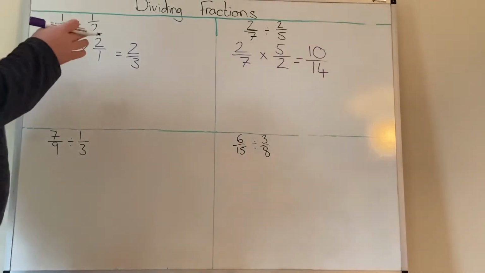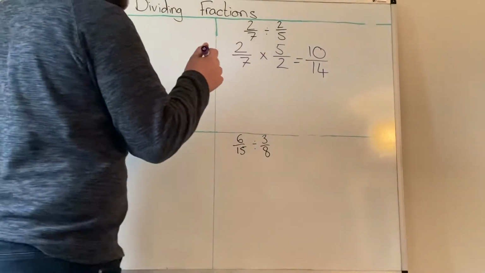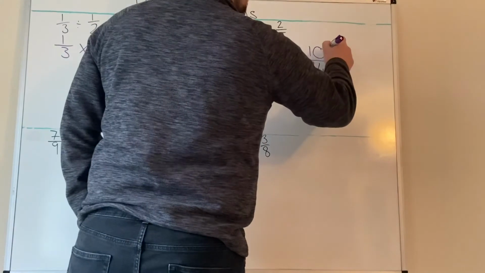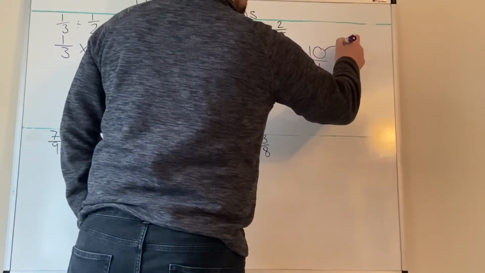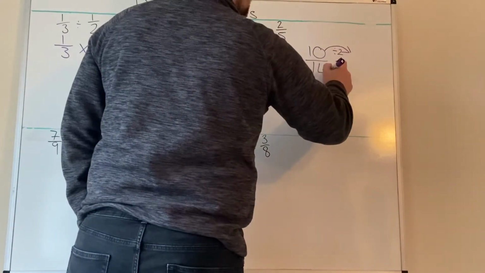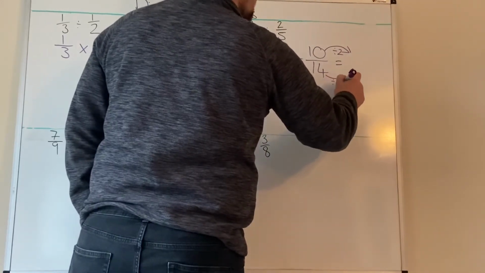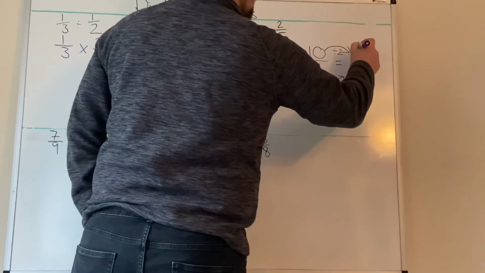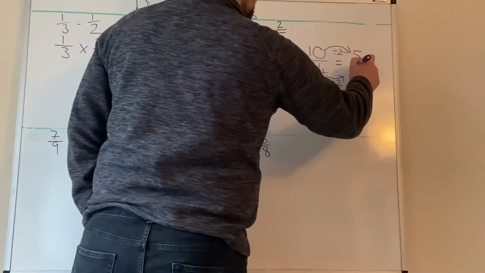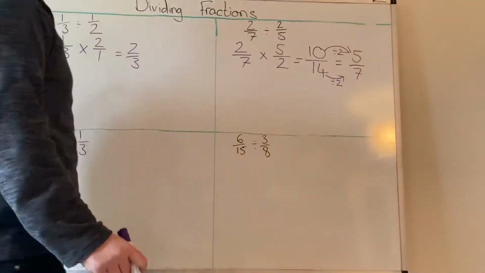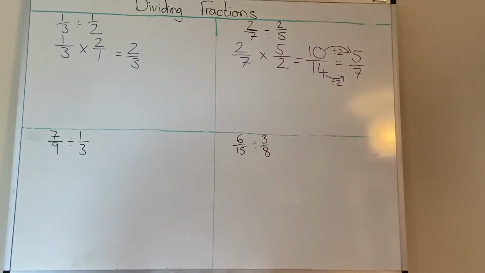There is a bit of simplification we can do here. We can simplify the fraction because we can divide the numerator and the denominator by 2. So we end up with 5 over 7, and it doesn't go any further than that.